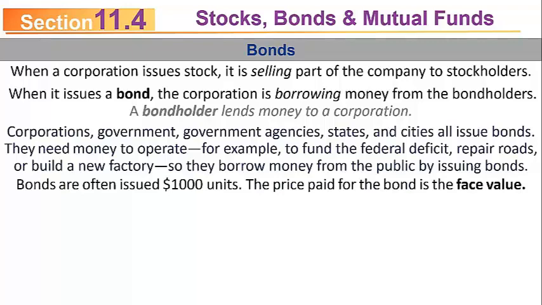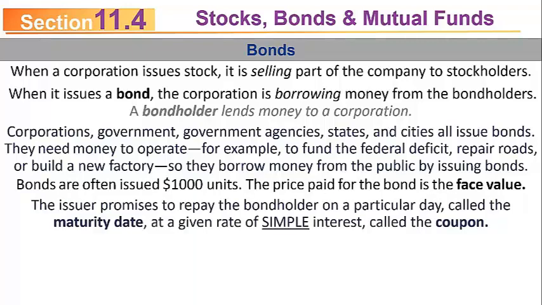Bonds are often issued in $1,000 units. The price paid for the bond is called the face value. The issuer promises to repay the bondholder on a particular day called the maturity date, at a given rate of simple interest called the coupon. So the coupon is a simple interest rate.